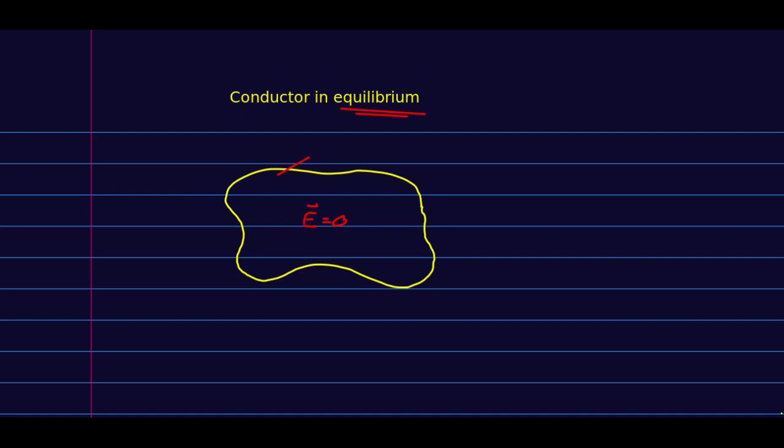Similarly, if there was an E field at the surface and it pointed at some angle, then any charges on the surface would be accelerated along the surface, and that would also violate equilibrium. So while there might be an E field at the surface, it must be perpendicular to the surface.